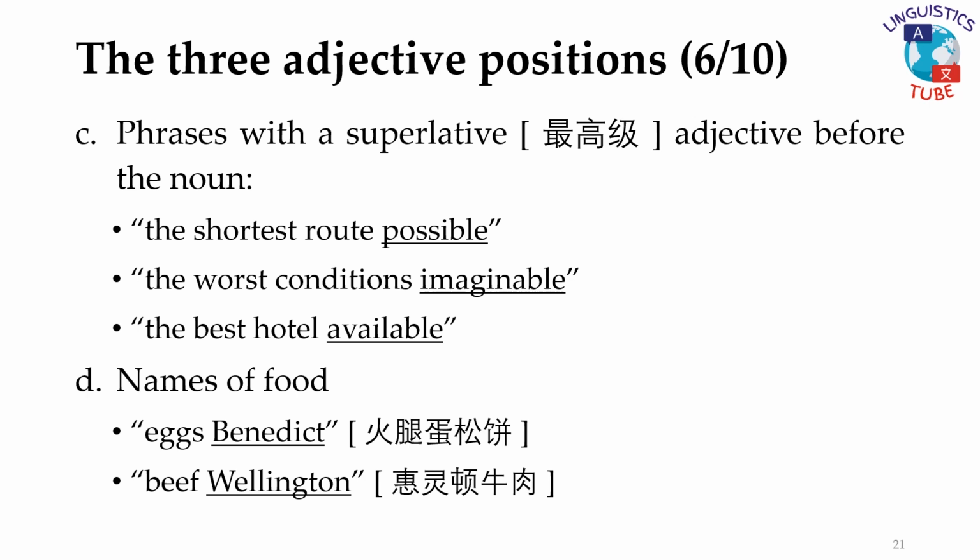For this use of post-positive adjectives, like with the indefinite pronouns, you could move the post-positive adjective before the noun. For example, instead of the shortest route possible, you could say the shortest possible route. However, again, the post-positive version sounds more natural.